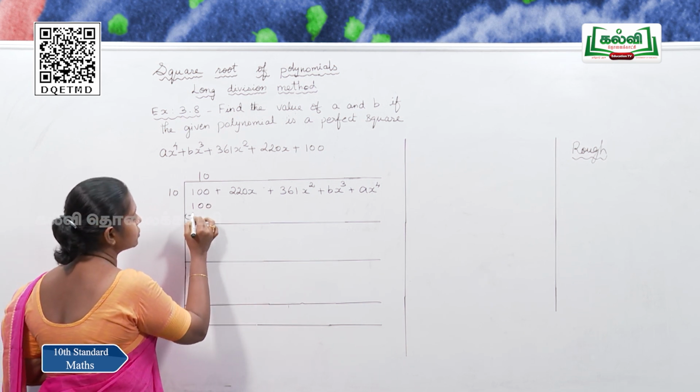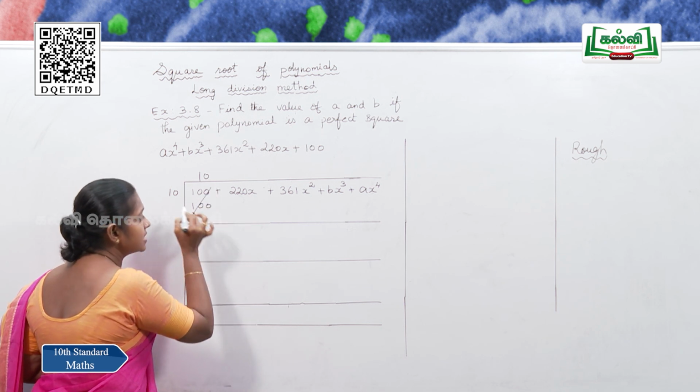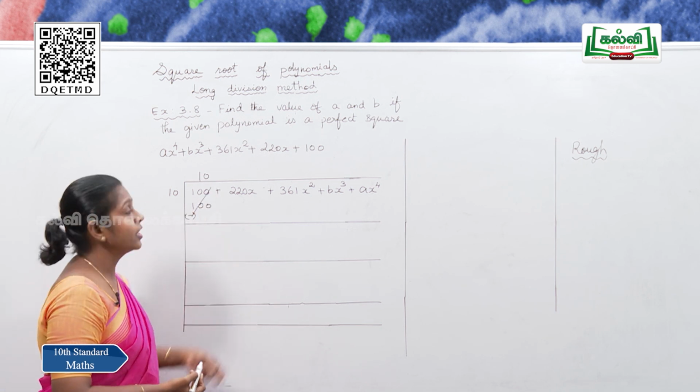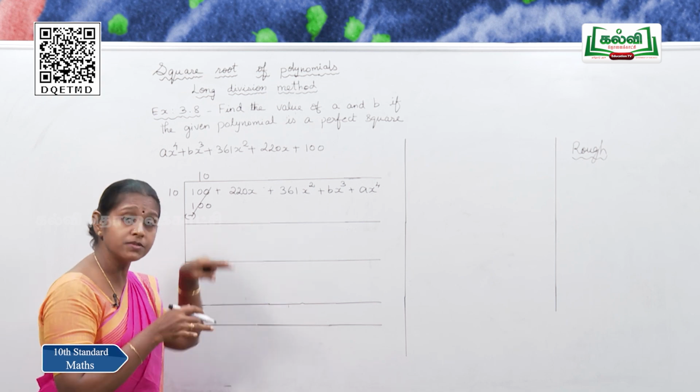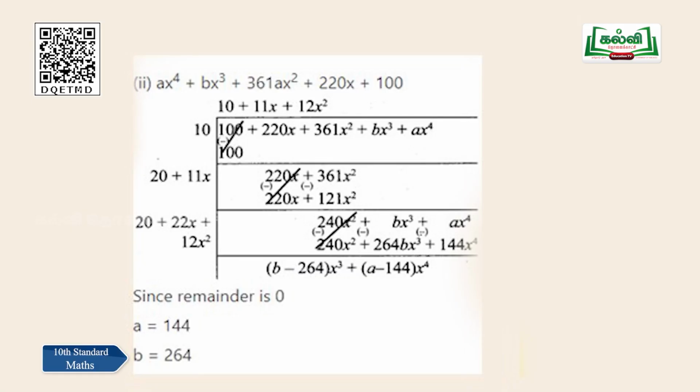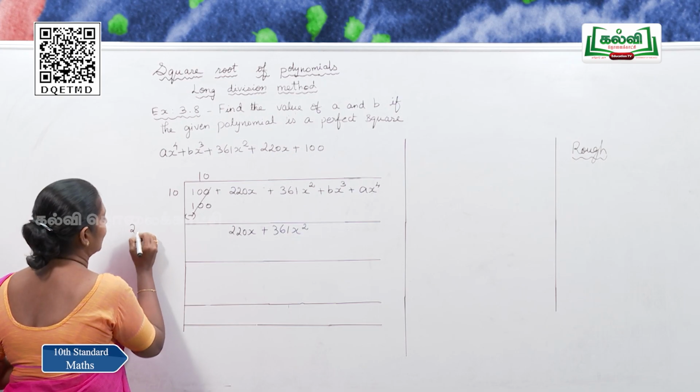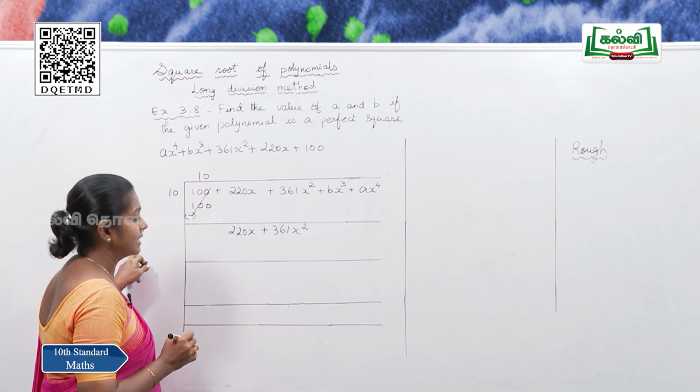When you subtract, you have to change the symbol so that this will be cancelled. Then you have to bring down the next two terms together. That means 220x plus 361x squared. Then what is the next step? How should I find it? See, the quotient is 10. That should be multiplied with 2. You will get 20. That should be written here.